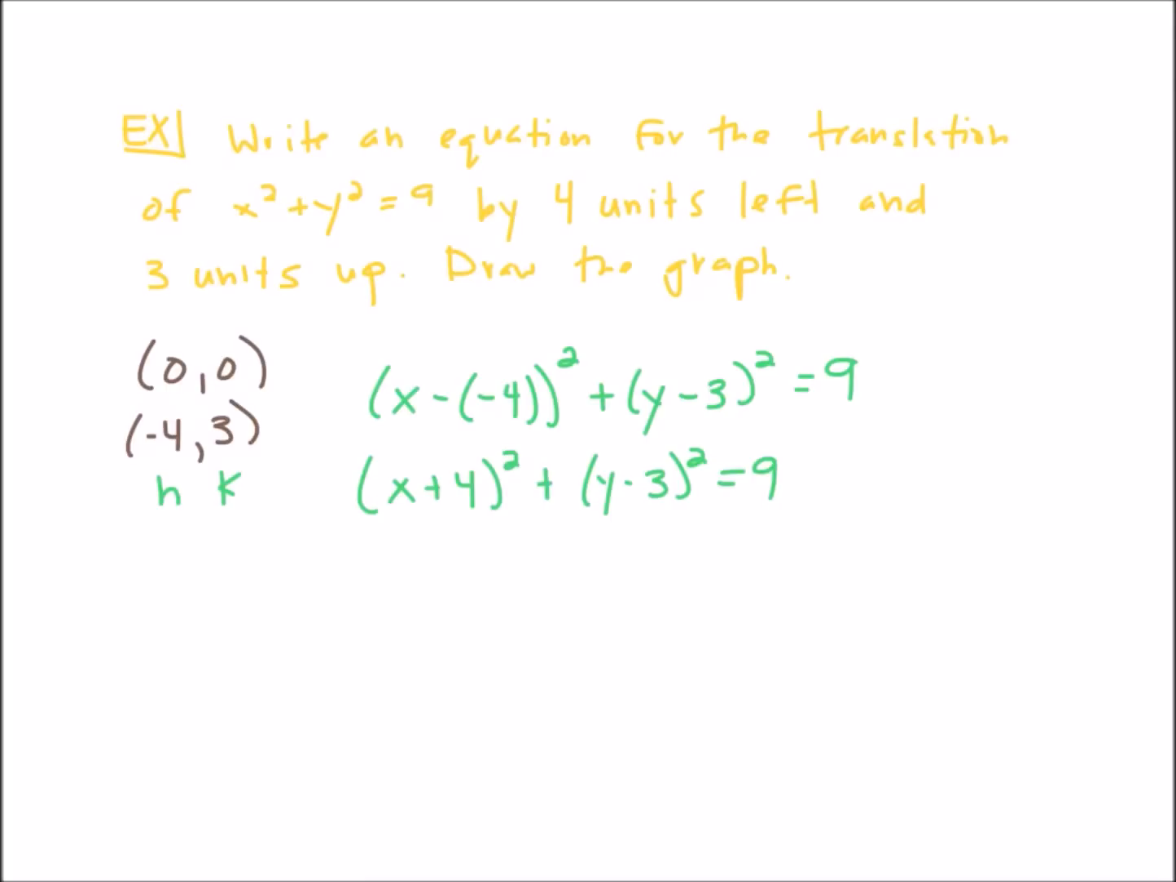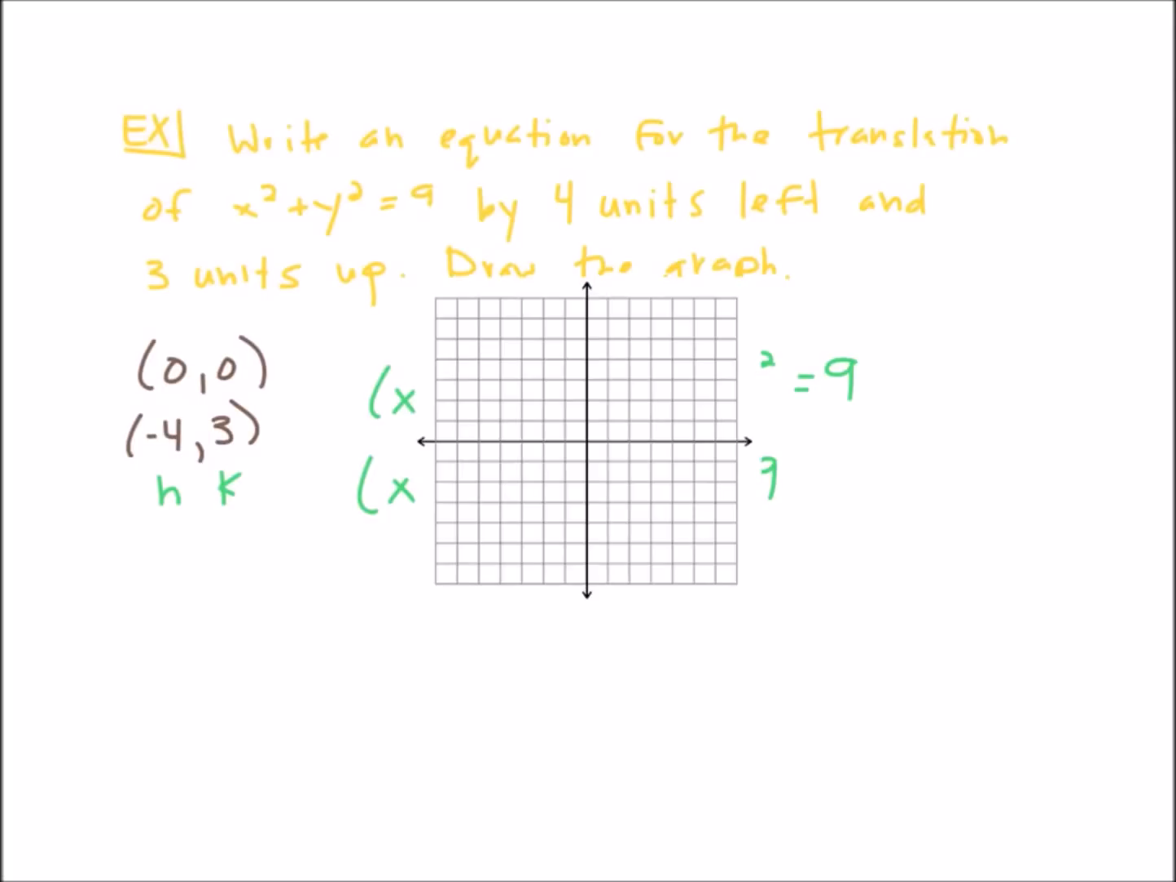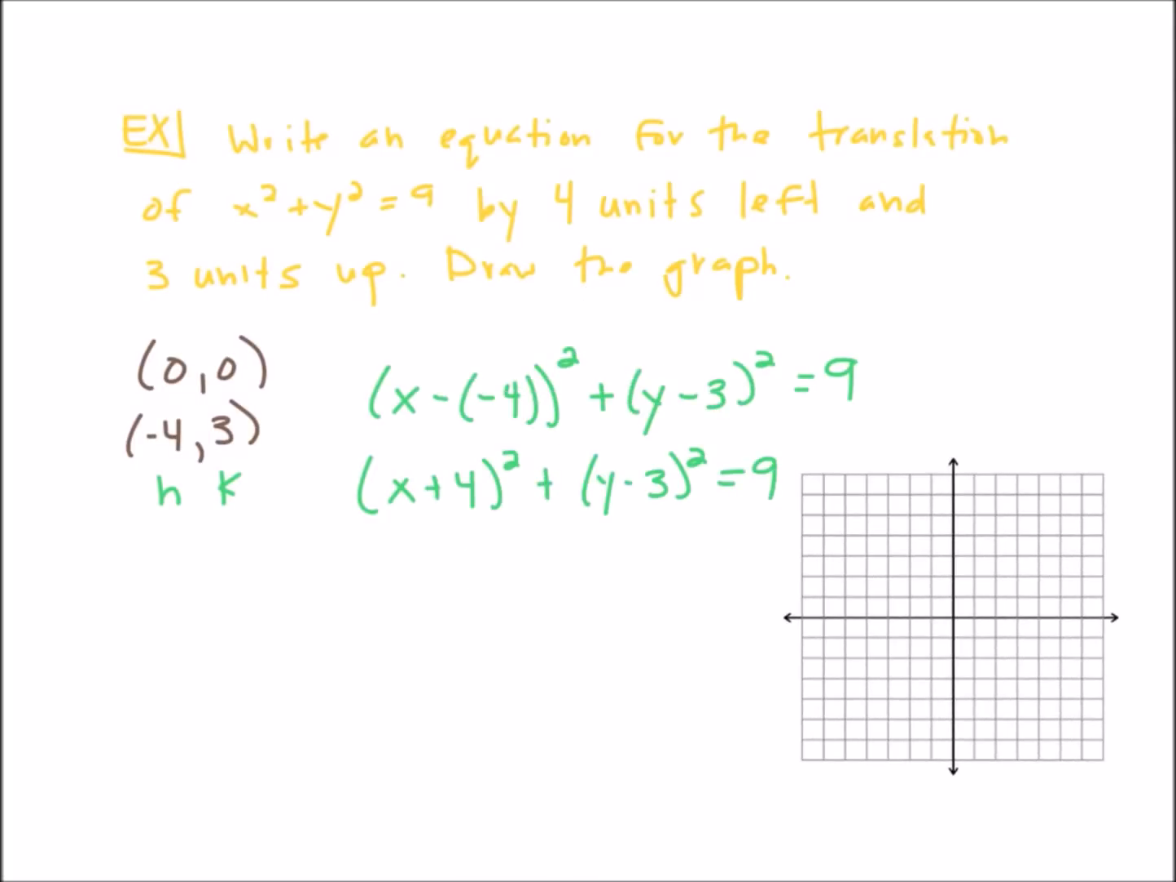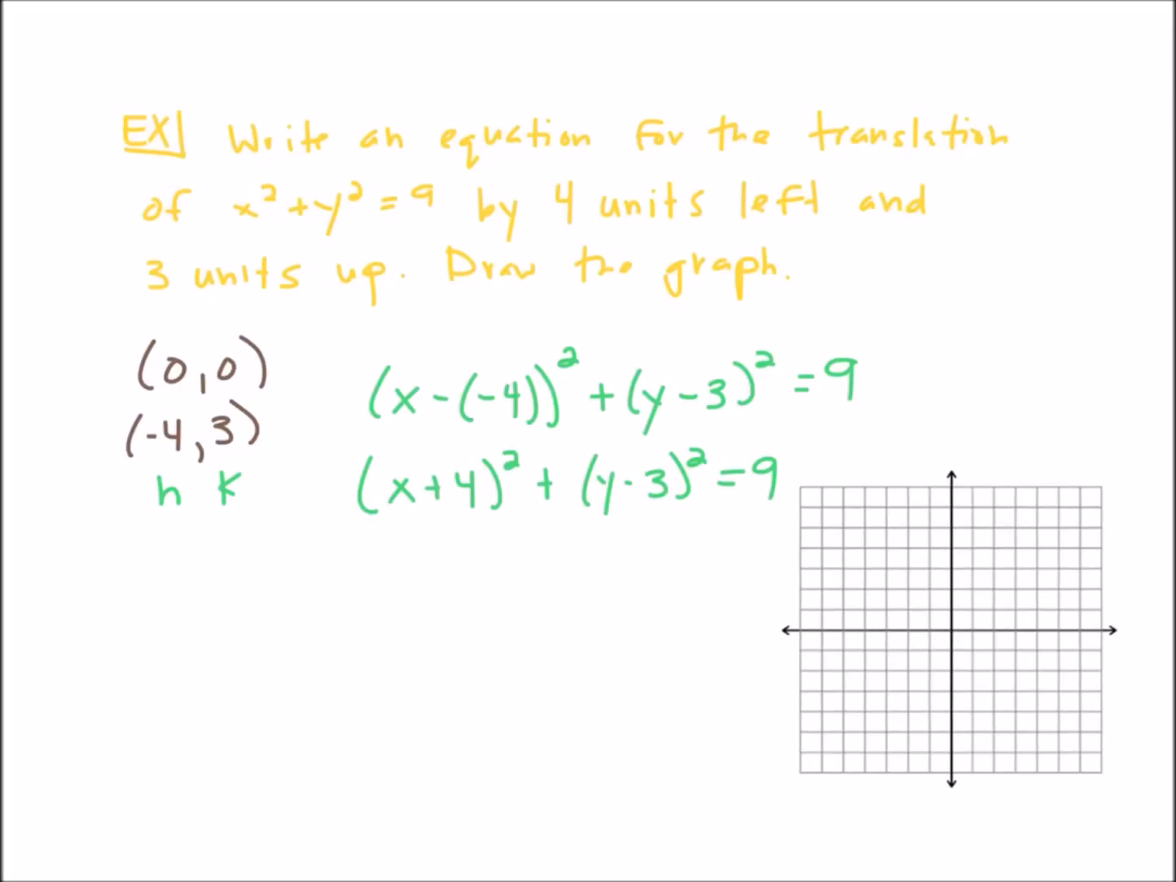Now we can sketch this graph. I am going to try and add a graph in here real quick. Okay, here we go. So we know we have a center at -4, 3. So 1, 2, 3, 4. 1, 2, 3. There we go.